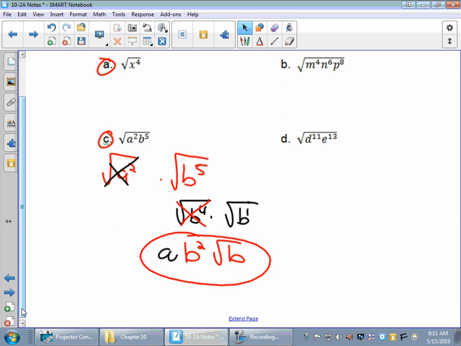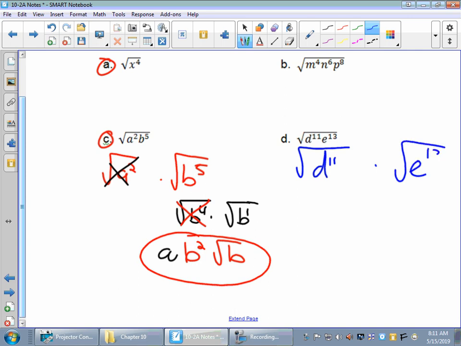Let's look at D. Both odd numbers now. So we have to take the square root of d to the 11th, and we're going to separate that. We're going to bring the e to the 13th over here. So let's work with that d to the 11th first. Okay? So the first thing we're going to do is break that up. And again, my little trick is just drop that 11 down by 1 and break it down that way. So d to the 10th times the square root of d to the first.